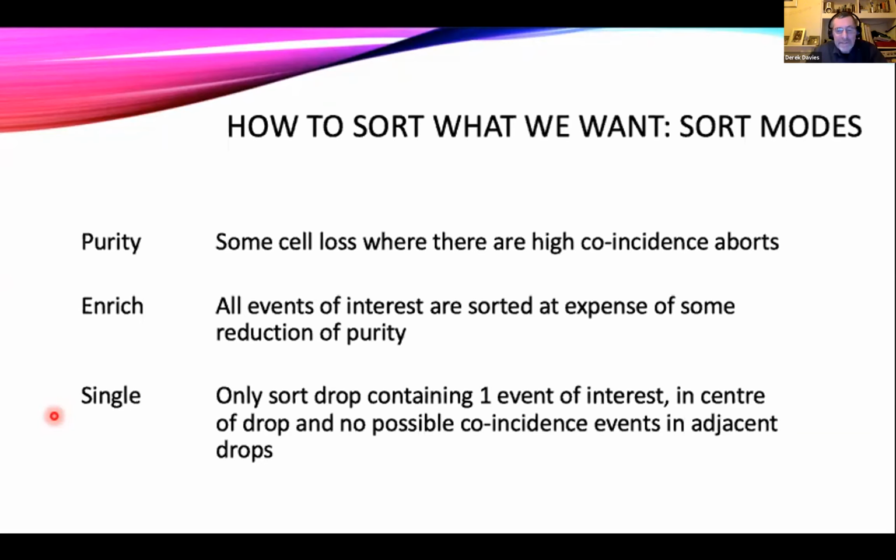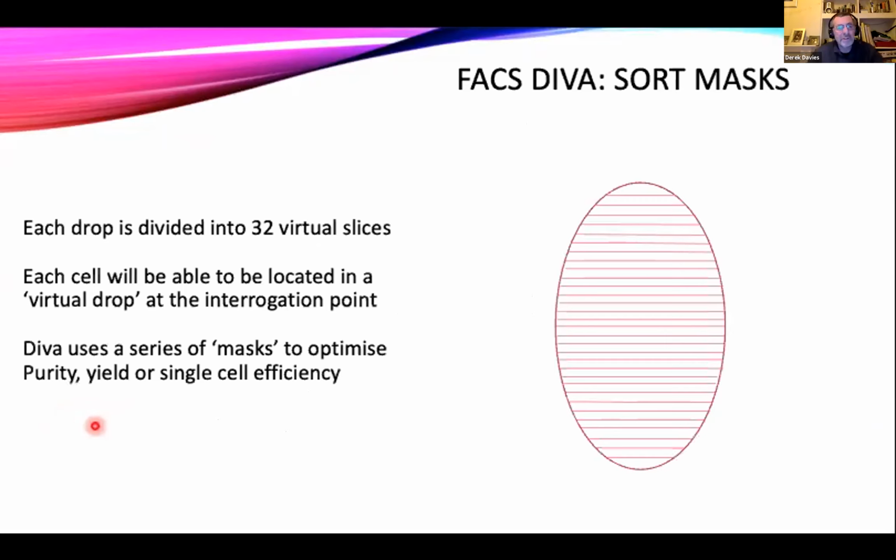Now, in the BD system, I think this is sometimes a little bit confusing when you first start, so apologies if it's confusing. Hopefully we'll try and clarify it as we go along. Each of the drops that we make in our cells is divided into 32 virtual slices, if you like, and we're going to use those slices to define or discover where our cells are going to be, because obviously we know where our cell was at the interrogation point, and we hope we know where it's going to be when that drop is starting to form. And if we're lucky, our cell is going to be somewhere in the middle.